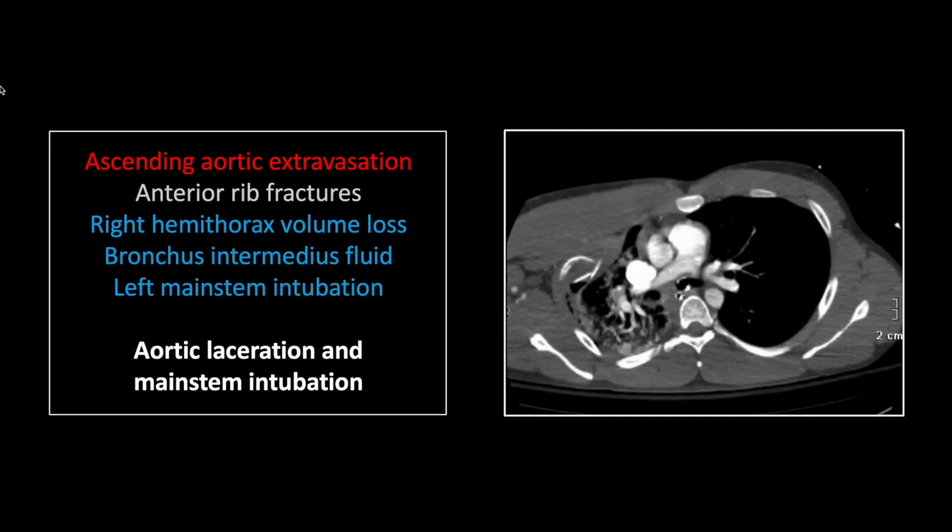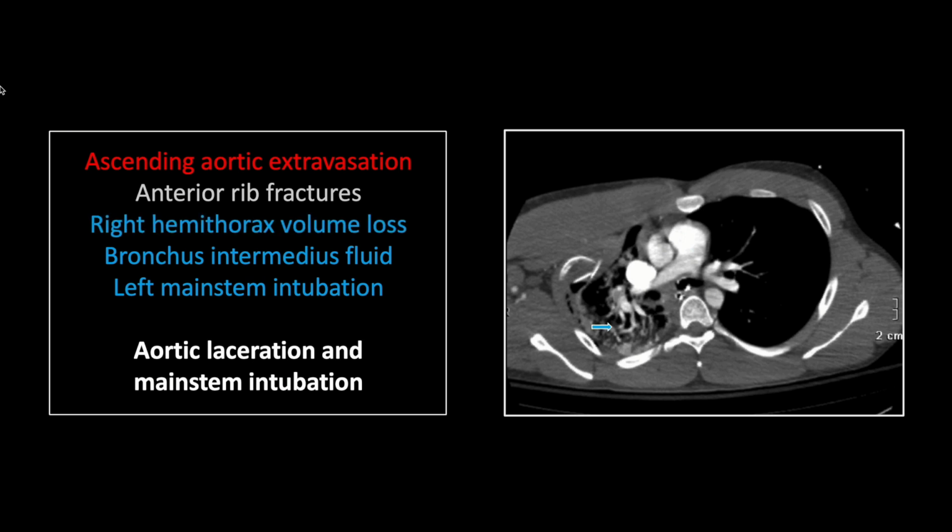Here's a CT companion case of left mainstem bronchus intubation. Again, intentional. This is a severely traumatized patient. You can see there is an acutely life-threatening laceration of the anterior aspect of the ascending aorta with associated mediastinal hematoma. But in addition, there are markedly displaced anterior right rib fractures.